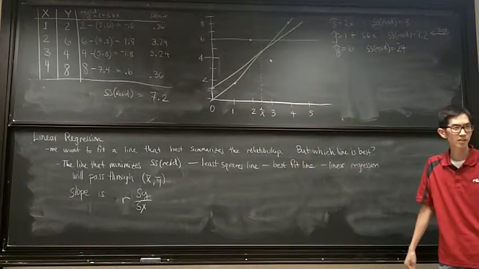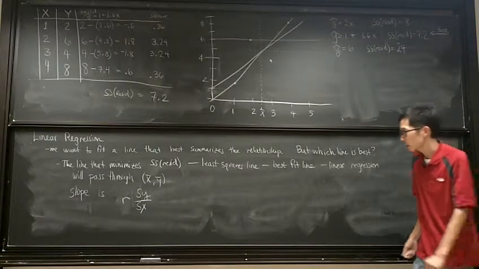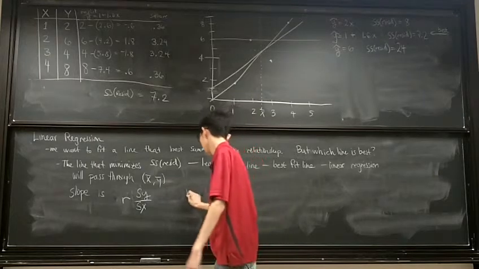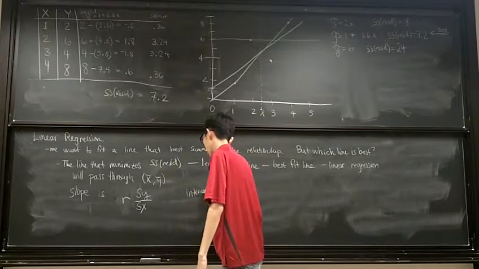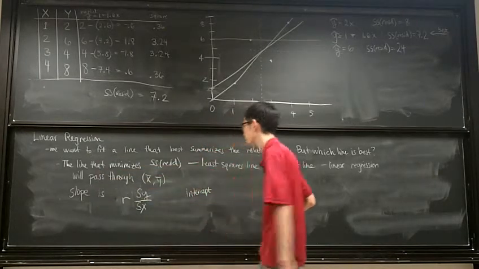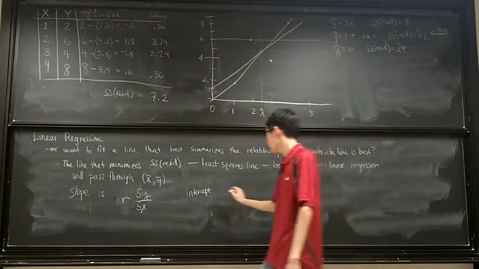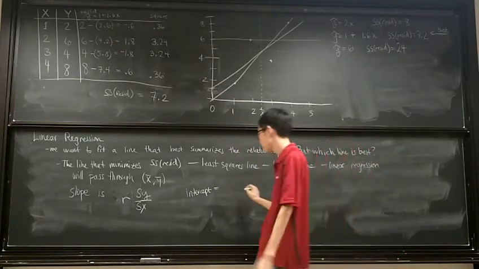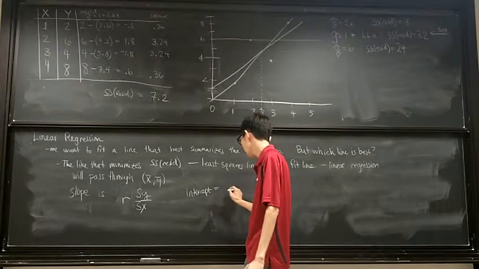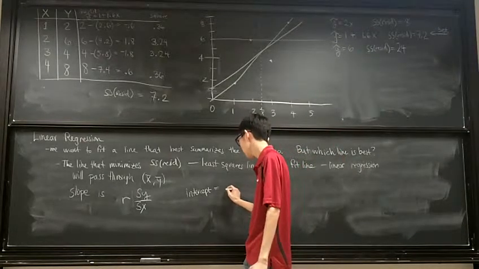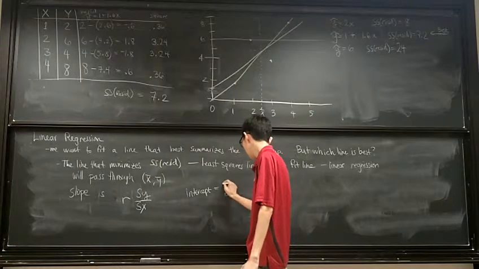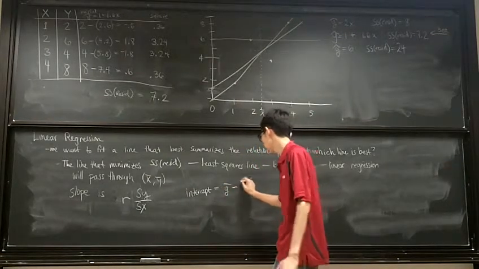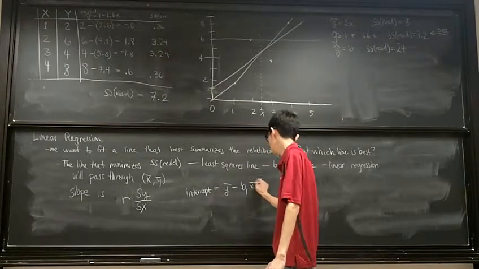Right. Is that okay? And so when we solve for the intercept, if you think back to point slope form and you solve back for the intercept, we would get the intercept is equal to y bar minus the slope, which is b1 times x bar.